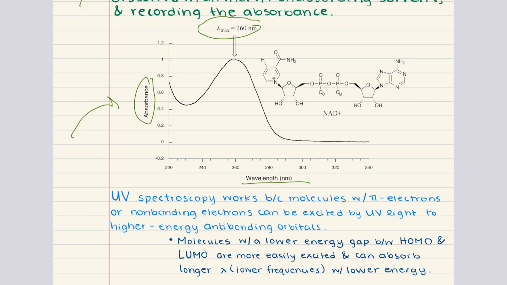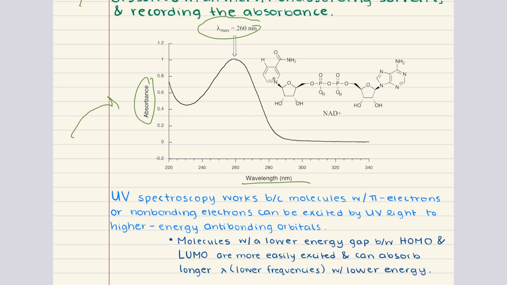But why does absorption happen at all? It's because of the electrons in the molecule. Molecules that have pi electrons, which are electrons found in double bonds, or non-bonding electrons like lone pairs on oxygen or nitrogen, can absorb UV light. And when they do, those electrons are promoted to a higher energy orbital, specifically to something called an anti-bonding orbital.